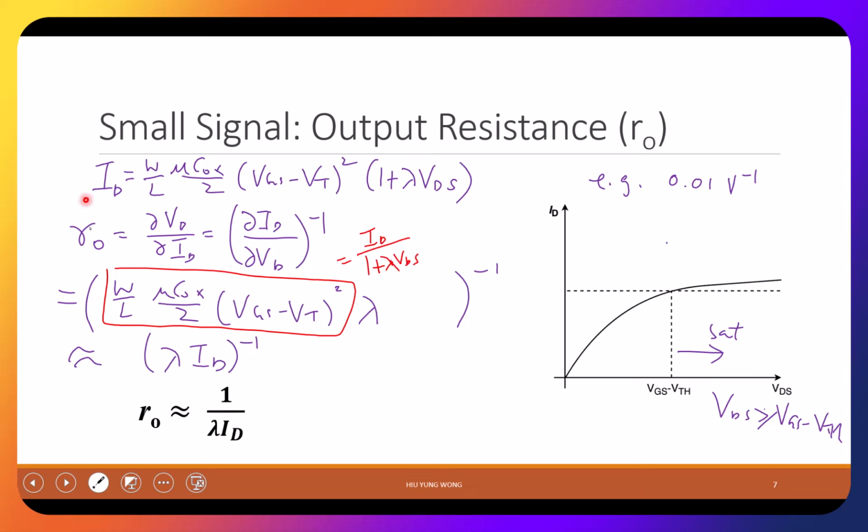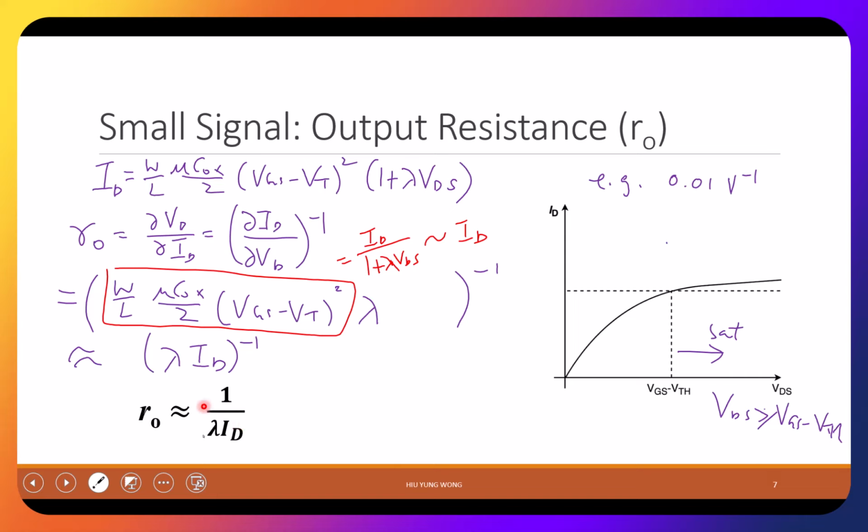Lambda plus 1 plus lambda VDS, move to here, equals to this term, right? And because lambda is small, this is approximately equal to ID. Anyway, this equation is an approximation already, but of course not that much. So R out is just 1 divided by lambda ID.